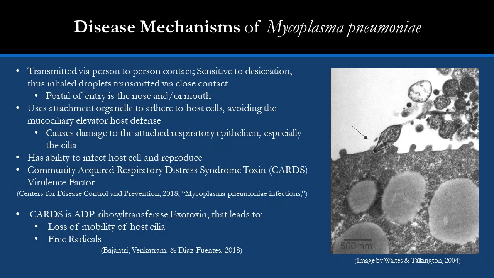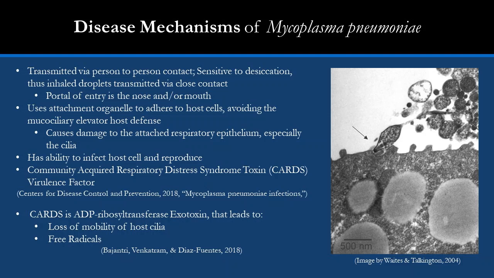After inhalation and entering the human respiratory tract, it uses its attachment organelle with adherence proteins to adhere to respiratory epithelial cells. The adherence is so strong that the human mucociliary elevator is unable to sweep the microbe out, allowing the bacteria to avoid the innate host defense.